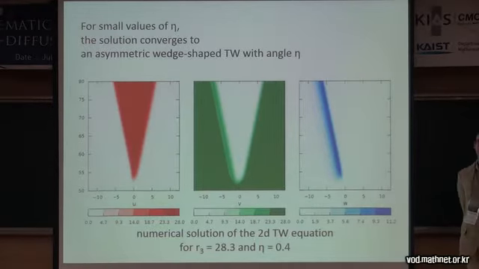What happens for small values of eta is that we actually observe what we want, which means we have convergence to a wedge-shaped traveling wave, which is asymmetric, has angle eta, and moves with the velocity we expect. These are actually not solutions of the time evolution problem, but solutions of the traveling wave equation in 2 dimensions, reported for the 3 components of the system. On the left side we have the presence of W, which denotes the non-trivial traveling wave.